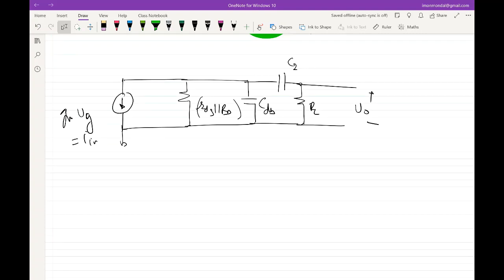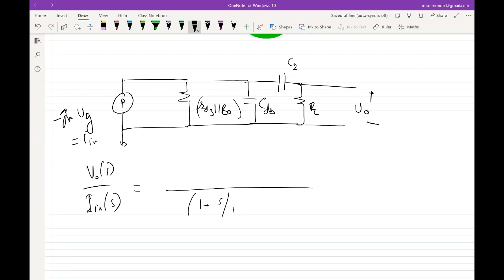Okay. So our V0 over I in, let me reverse the signs, otherwise I'll have to deal with negatives. We'll have 1 plus S by P3, 1 plus S by P4, and I'll have a 0 times some, let's say, A2.